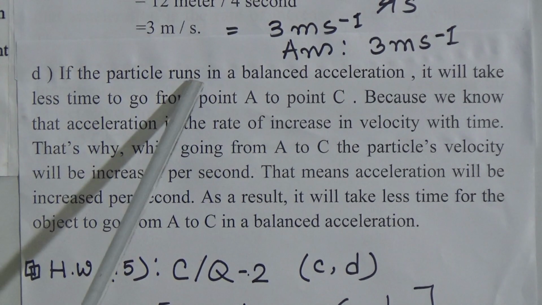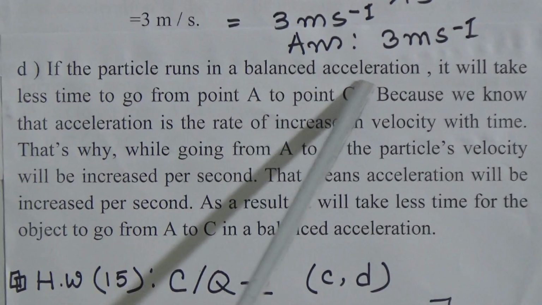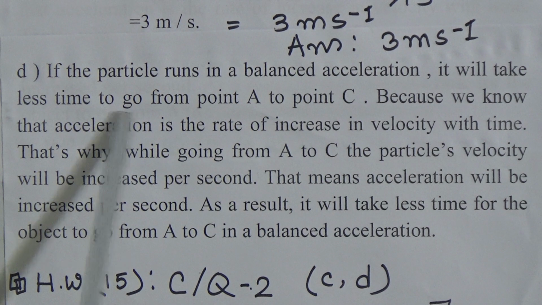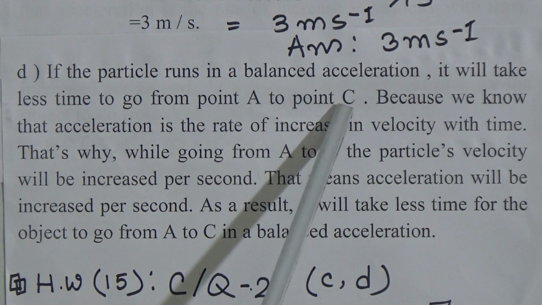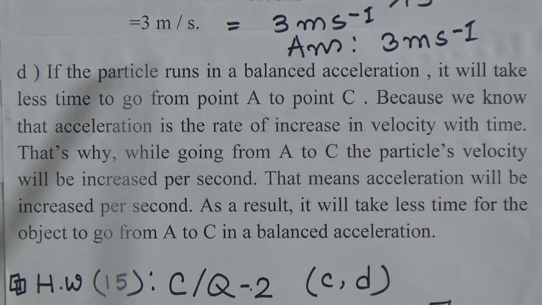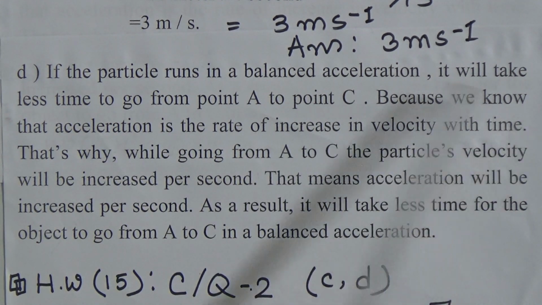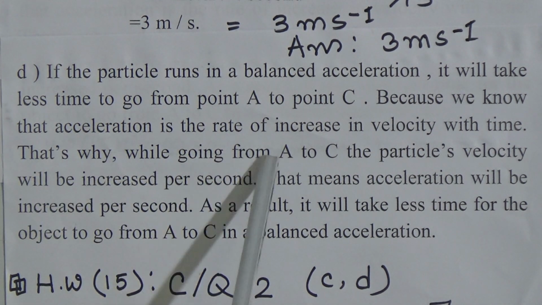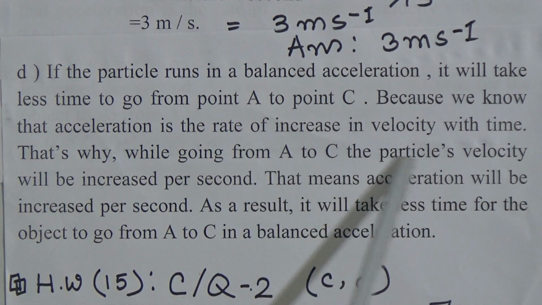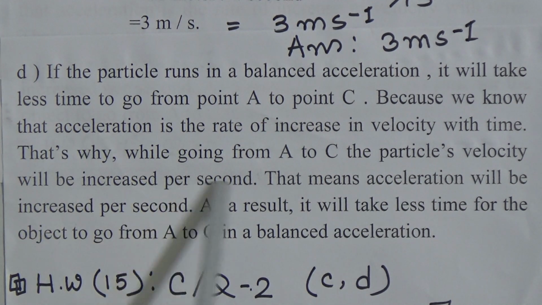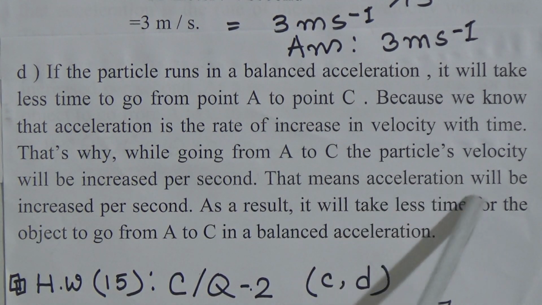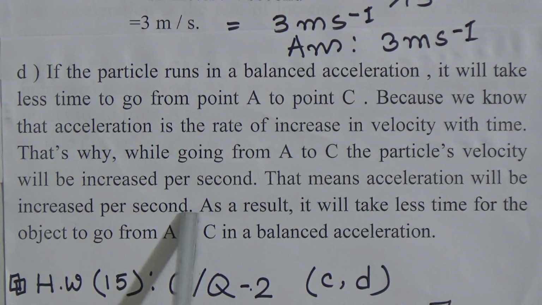Now come to the answer. If the particle runs in a balanced acceleration, it will take less time to go from point A to C, because we know that acceleration is the rate of increase in velocity with time. That's why while going from A to C, the particle's velocity will be increased per second. That means velocity will be increased per second. As a result, it will take less time for the object to go from A to C in a balanced acceleration.